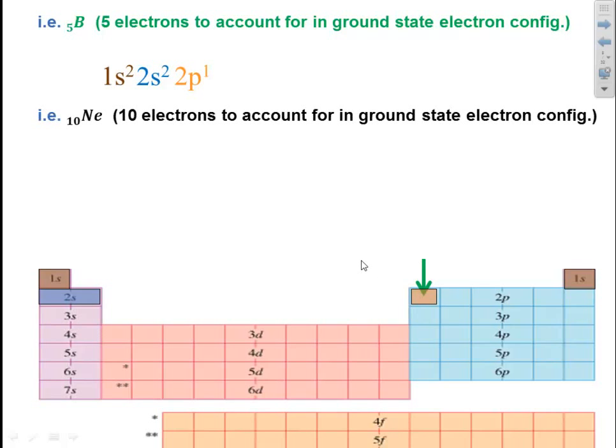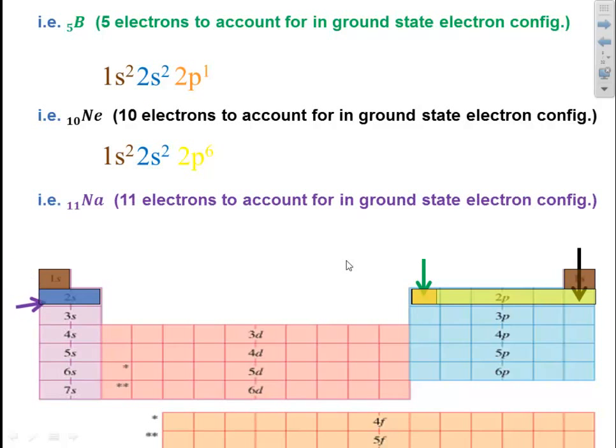Let's try neon. Where's neon? Neon is right over here. Okay, the last one in the second period. Well, we go through 1s1, 1s2, go through 2s2, go through all the 2p's, ends up being 2p6. Sodium 11, right there. 1s2, 2s2, 2p6, 3s1.